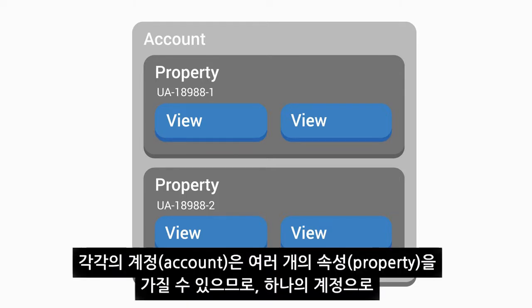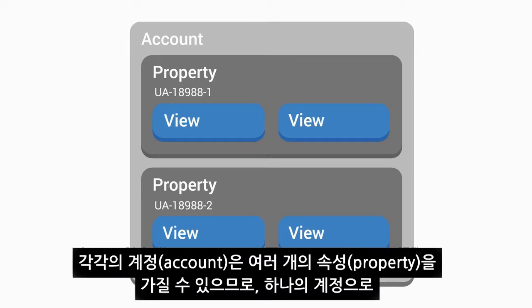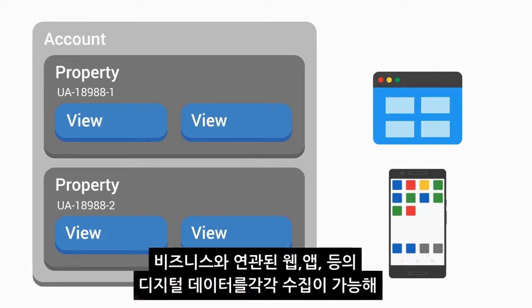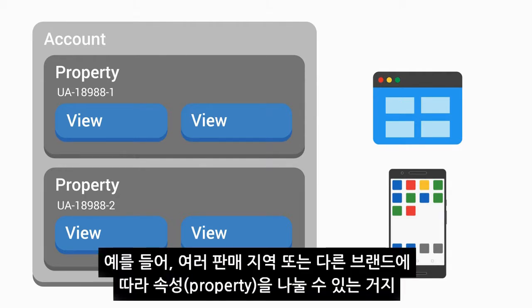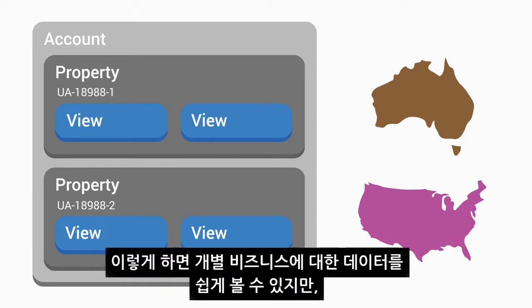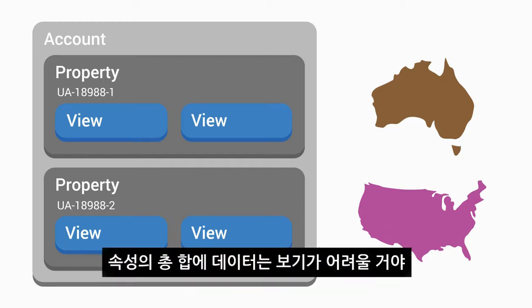Each account can have multiple properties, so you can collect data from the different websites, mobile applications, or other digital assets associated with the business. For example, you may want to have separate properties for different sales regions or different brands. This allows you to easily view the data for an individual part of your business, but keep in mind, this won't allow you to see the data from separate properties in aggregate.